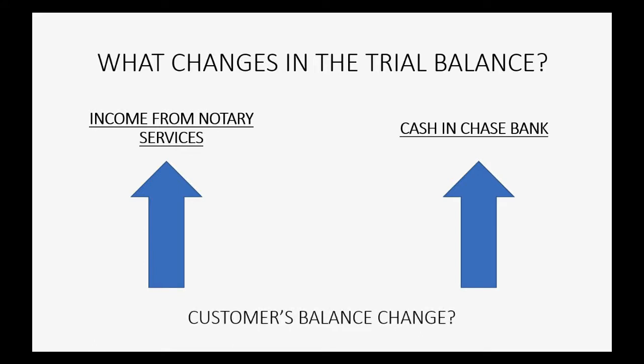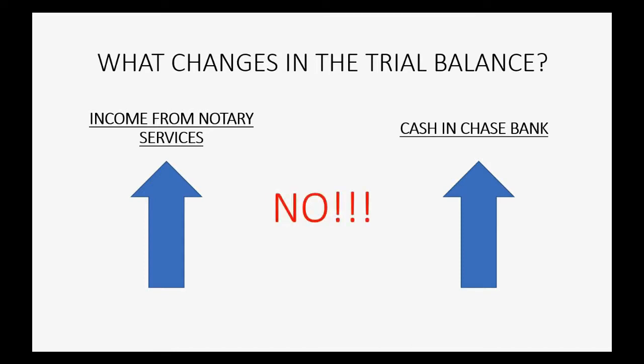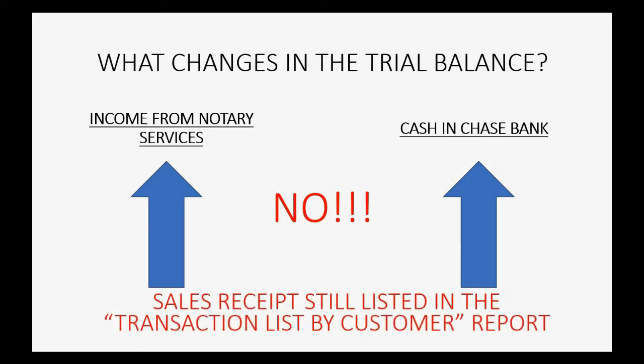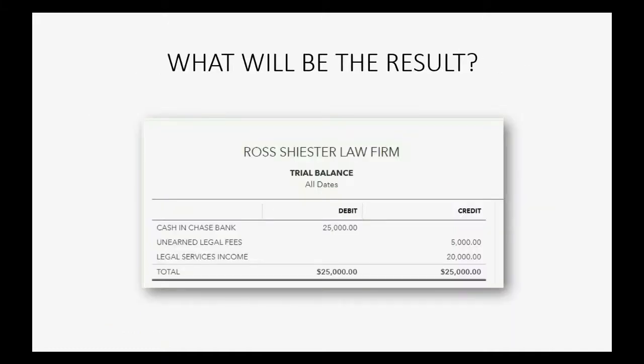But what happens to the customer's balance? Would the customer's balance change if we recorded a sales receipt? And the answer is no. The sales receipt will still be listed in the transaction list by customer report, but the customer would not owe us a different amount of money as a result of paying for something they received immediately. So, let's look at what the results will be in the trial balance. Cash in Chase Bank will be $5 more, and income from notary service will show up for the first time on the trial balance as $5.